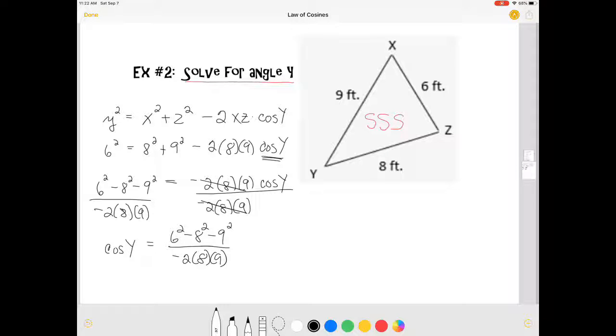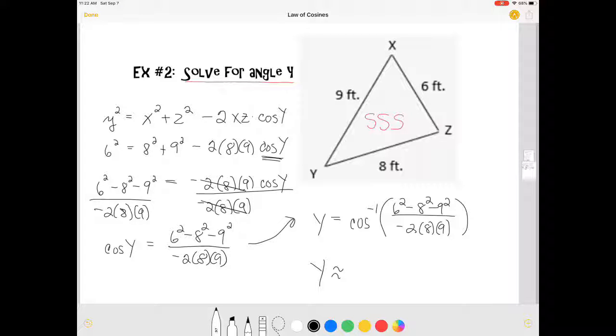So now at this point, I've isolated my cosine of y. So what's next? How do I get y by itself? I hope you remember the trig inverse method. So now you take the cosine inverse of each side, which ends up just being the cosine inverse of all those numbers. 6 squared minus 8 squared minus 9 squared over negative 2 times 8 times 9. And then we can round that answer from the calculator, which is about 41 degrees. Okay? So there is angle y.